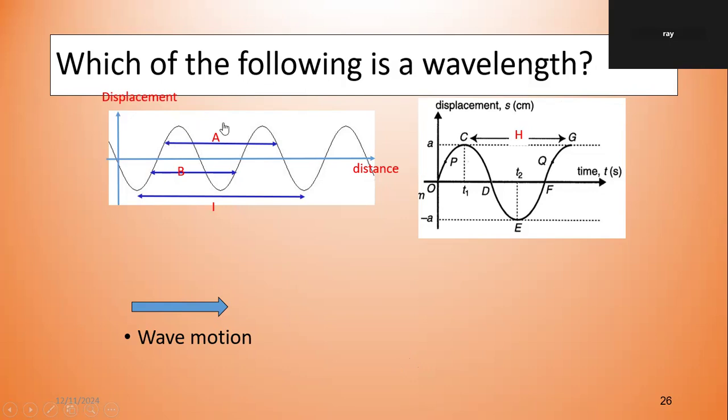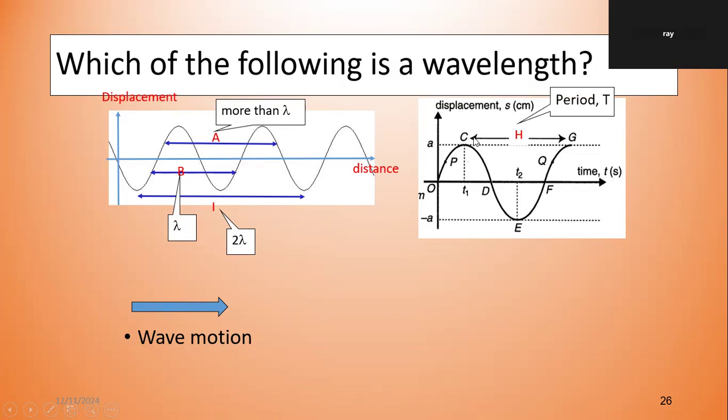A is more than a wavelength. Oh yes, sorry, I saw from here to here wrongly. This is one wavelength, so A is more than a wavelength. How many wavelengths is I? Let me count. I is two wavelengths. From crest to crest is one wavelength, from crest to crest, another wavelength. So it's two wavelengths.